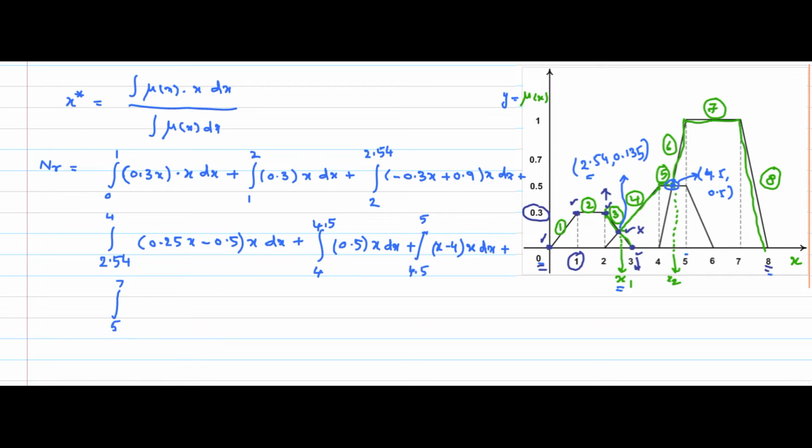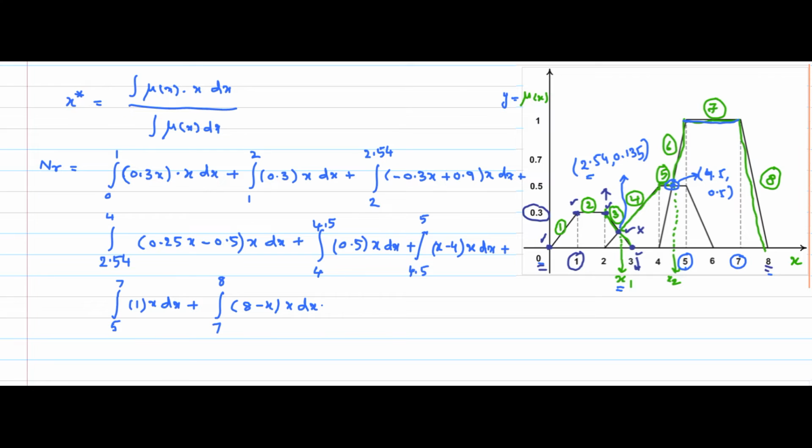Okay, you need to see the x coordinates every time. See, this is line 7 and it is starting from x equal to 5 and ended at x equal to 7. That's why integral of 5 to 7, it is y equal to 1. So 1 into x dx plus integral of 7 to 8, line equation 8. Line equation 8 is 8 minus x. So it is (8 minus x) into x dx.